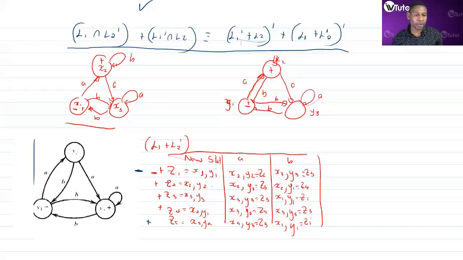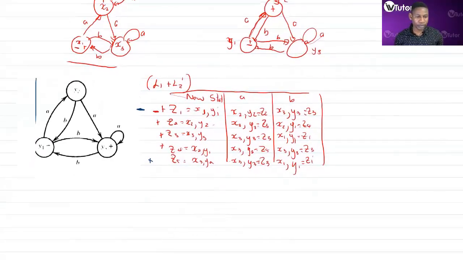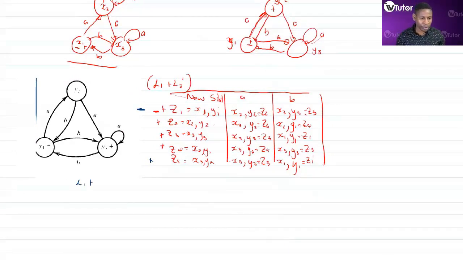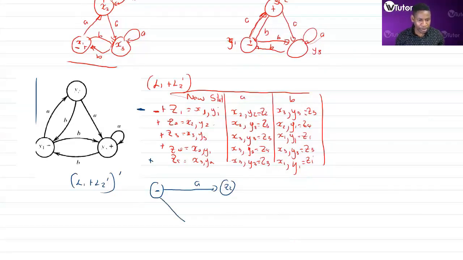So when we draw this, we're going to say L1 or L2 complement is going to be, we've got an initial state. With an A, you go to Z2. With a B, you go to Z3. Right? Z2 with an A, you go to Z3. Z2 with a B, you go to Z4. Right. Z3 with an A, you go to Z3. With a B, you go to Z1.